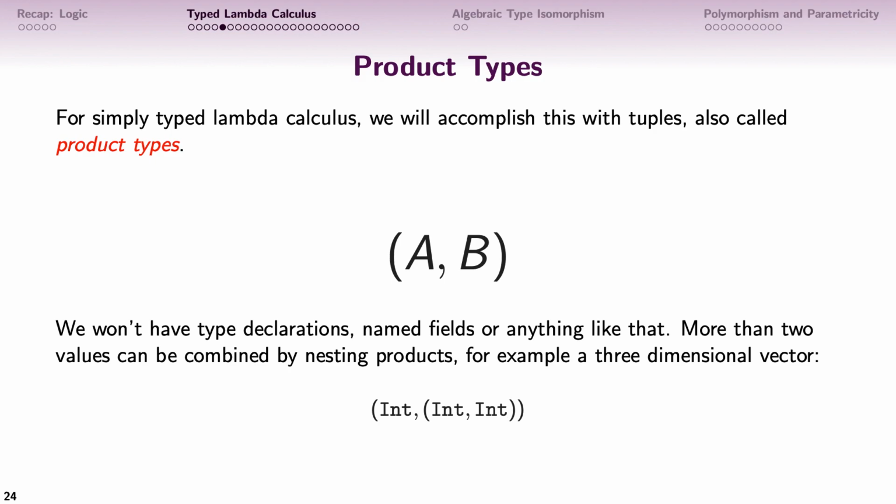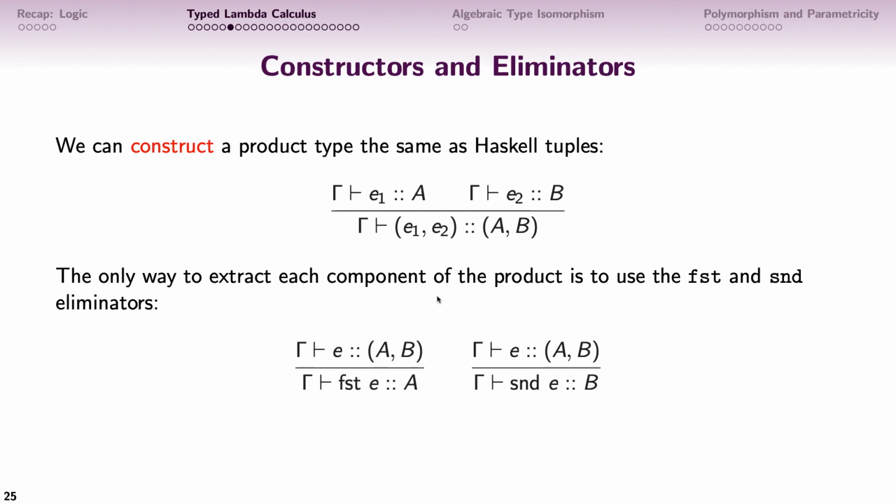So how do we construct a tuple? Well, we just put the two expressions for the left and the right-hand side in brackets, right? So if I have a tuple here of E1 and E2, that is of type a tuple of A and B, if E1 is of type A and E2 is of type B. That's what this is saying here, right? If I have E1 of type A and E2 of type B, then if I put them together in a tuple, the result is of a tuple type.